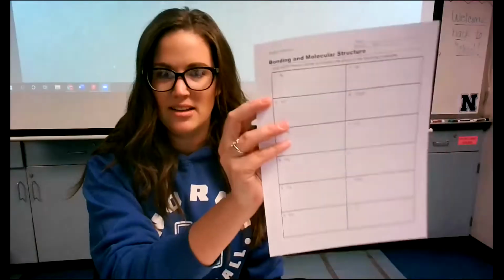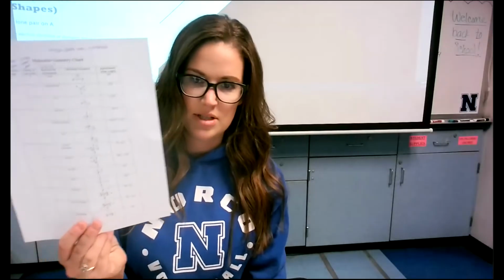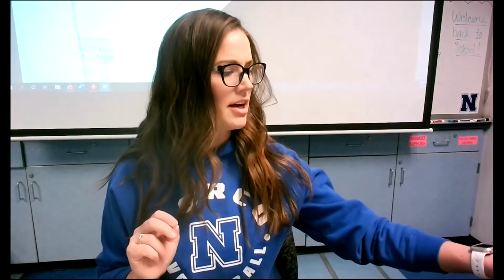So we're going to start by looking at the molecular bonding and molecular structure that you guys picked up on your way in today. It looks like this. And then I also want you to have out your VSEPR theory molecules worksheet and the molecular geometry chart if you'd like. And then let's take out our periodic tables as well. I don't have my AP chemistry periodic table, so I'm going to use this one.